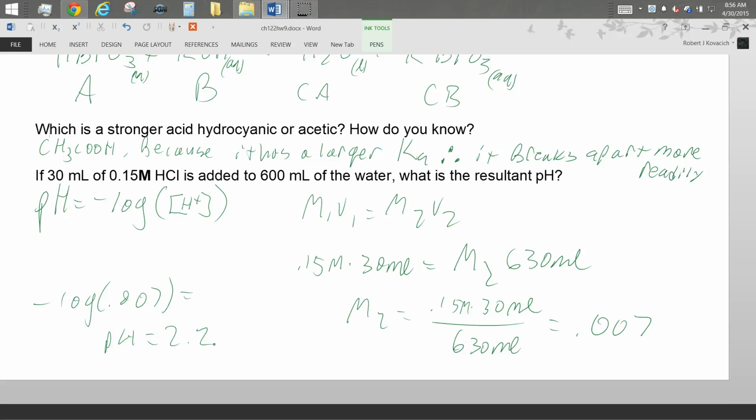Okay. What was the pH before I threw the hydrochloric acid in? 7. 600 milliliters of water, just water, so it's pH of 7. So I throw in 30 milliliters of this 0.15 molar and the pH drops to 2.2. That's like 10,000 times more acidic.